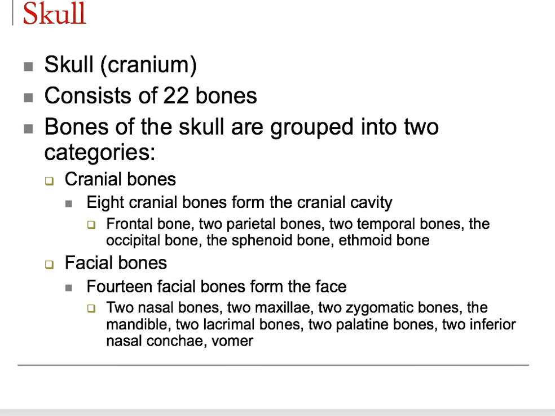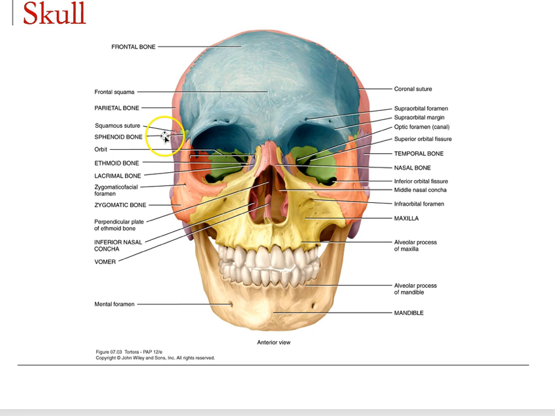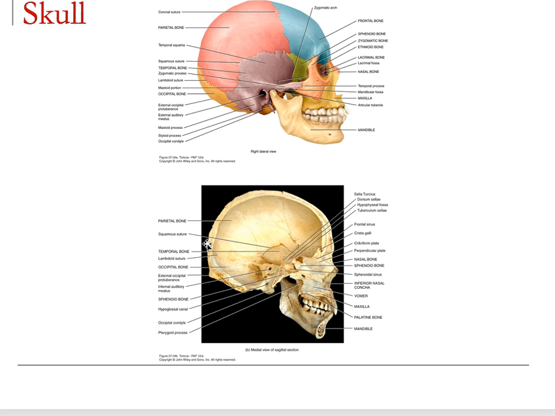Okay, so let's go down. Here's the skull. And you already know most of these bones. You know these bones because you know the parts of the brain. Well, the frontal cortex also is covered by a frontal bone. The parietal cortex is covered by a parietal bone. Some of these bones you haven't seen before. We'll get into what they are. But some of them you actually are very much familiar with.